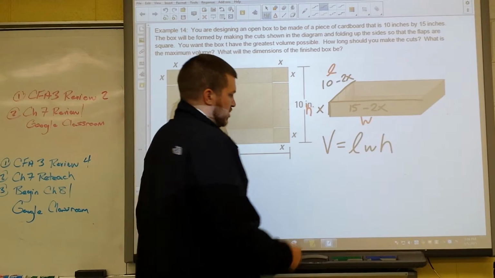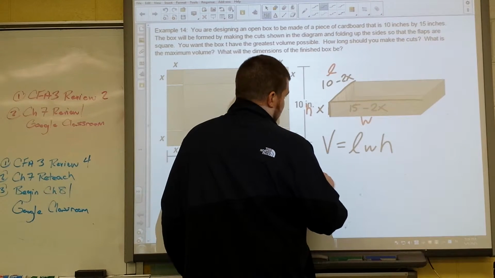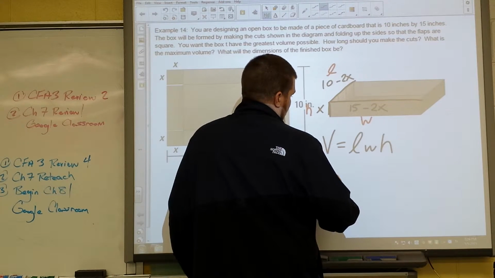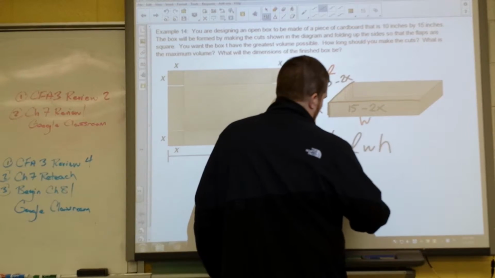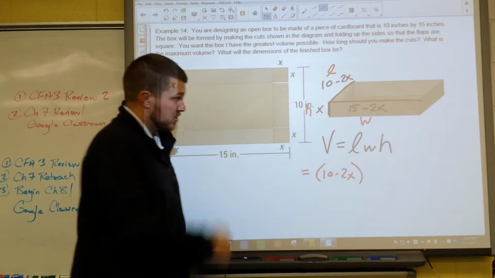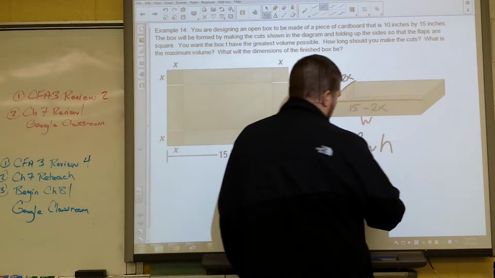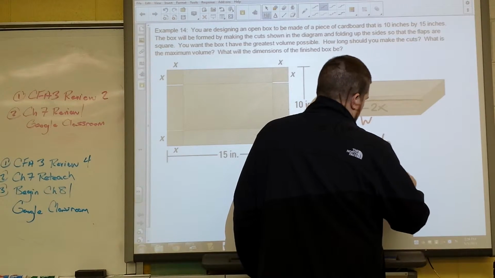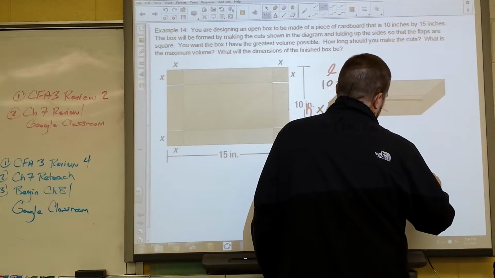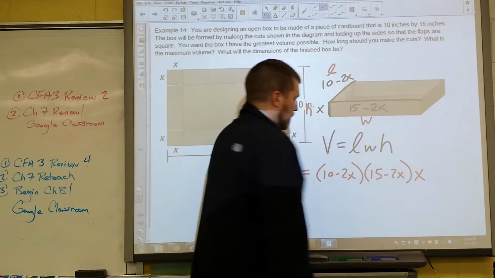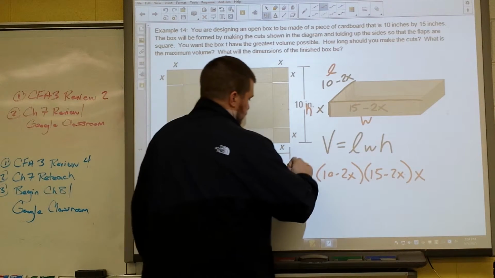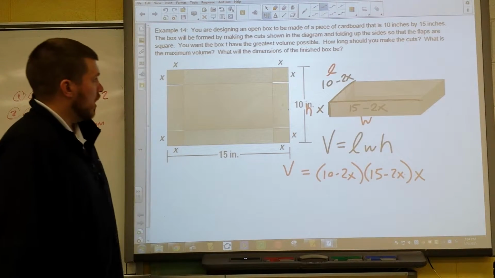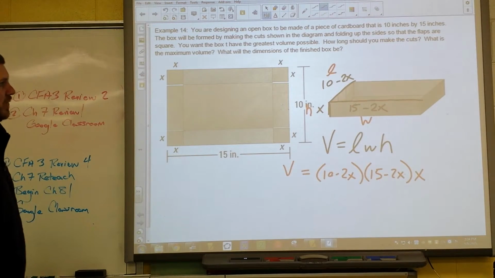So plugging in what I know, I have length was 10 minus 2x. You have to have that in parentheses because there's more than one thing there. The width was 15 minus 2x. And then the height was x. That's my volume. What I want to do is find the greatest volume possible.